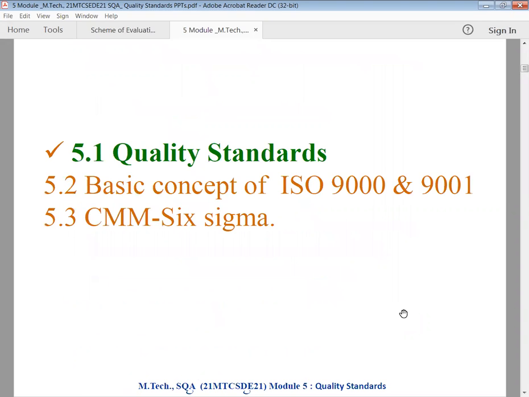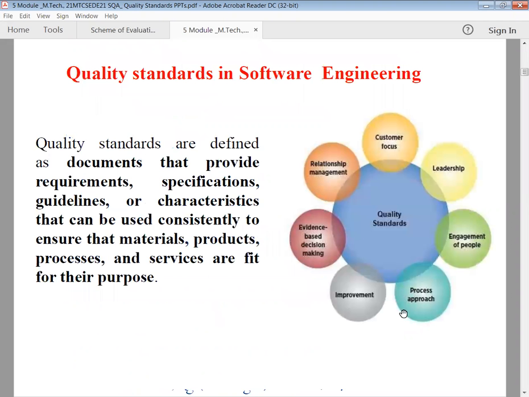If you take the first concept, quality standards, we will see the basic concepts of ISO 9000 and 9001, then CMM and Six Sigma concepts. In software engineering, a quality standard is defined as documents that provide requirements, specifications, guidelines, or characteristics that can be used consistently to ensure the materials, products, processes and services are fit for their purpose.